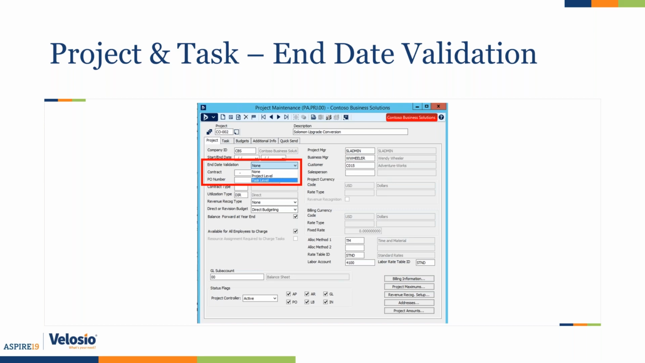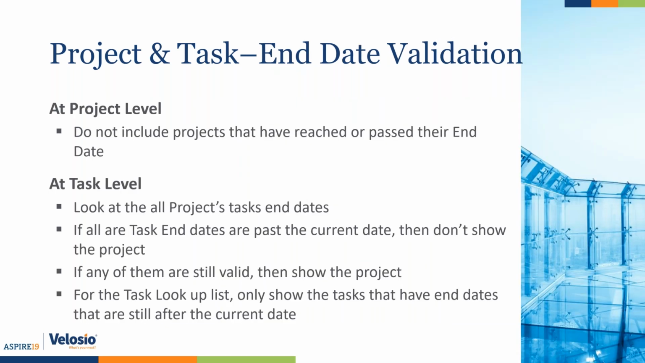Of course, if you don't want to do it, you can leave your end date validation set to none. You can set it to the project level, where it's looking at a project and seeing as soon as that end date hits, or a task level, because each task could have its own end date. So any time and expense entry that you're doing for a project that has reached or is past the end date will no longer show up.